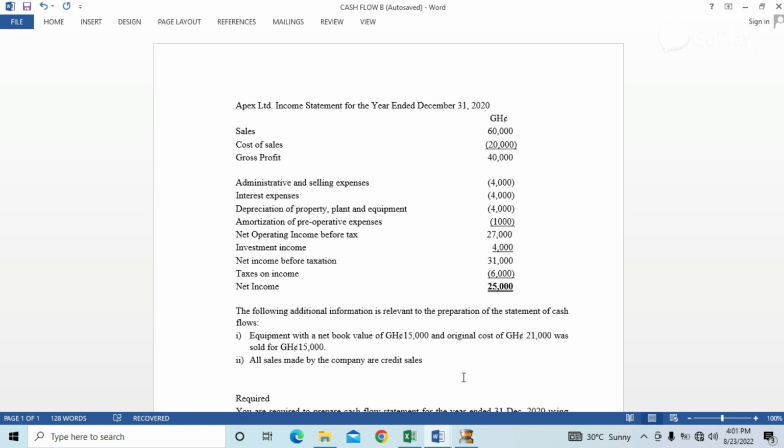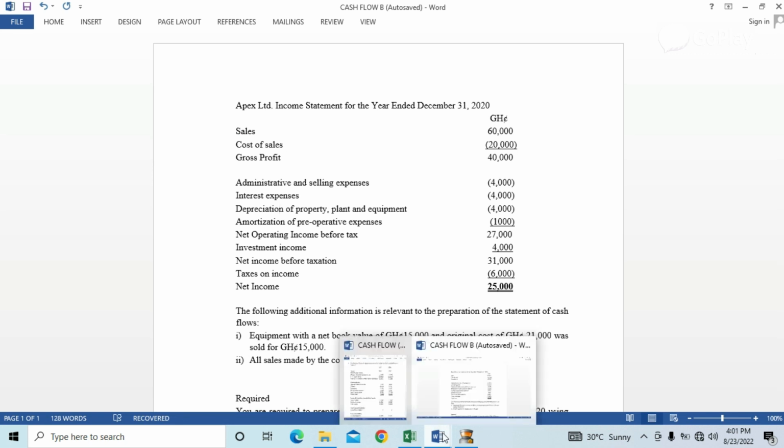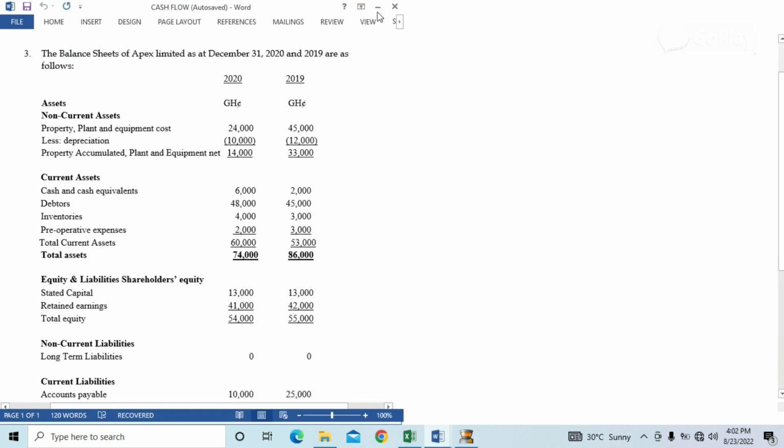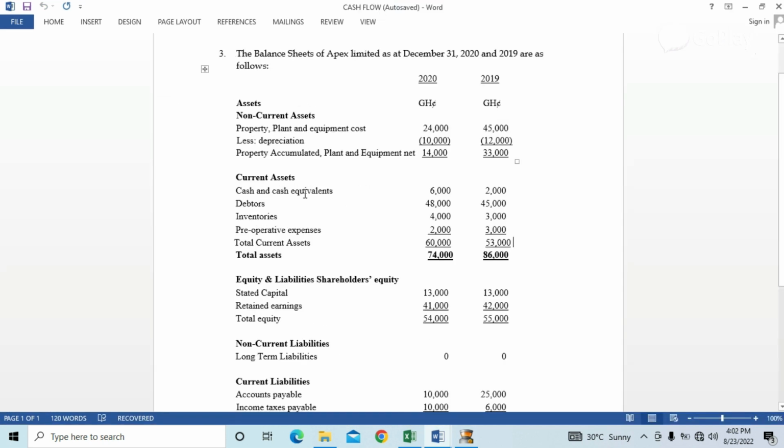So we then move to the balance sheet and also look at the difference in current assets and then current liabilities. So let's look at our current assets. Here it starts with our cash and cash equivalent, but we don't include this one. That's what we are trying to find.